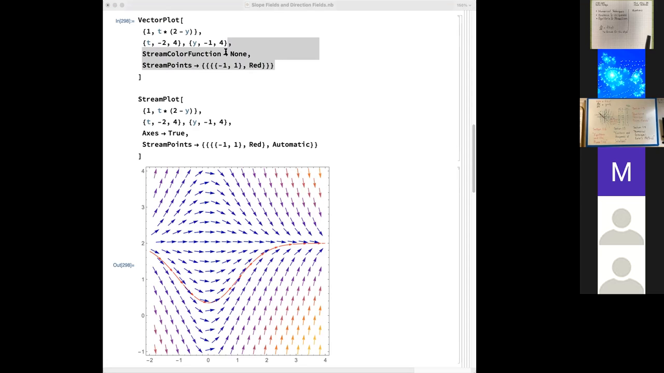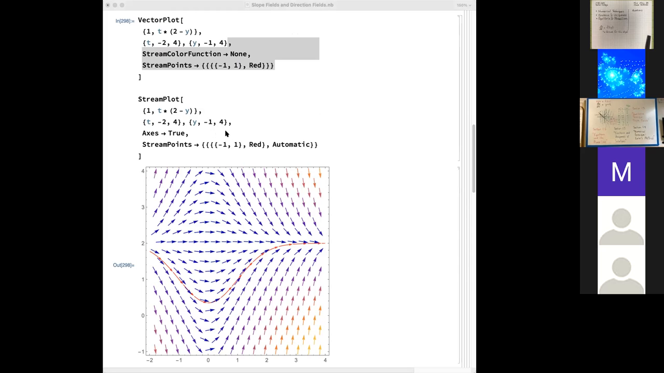It tells me I did something wrong. I left out a comma right there. Yeah, range specification is not in the correct form. This is what you're going to do frequently, make syntax errors.